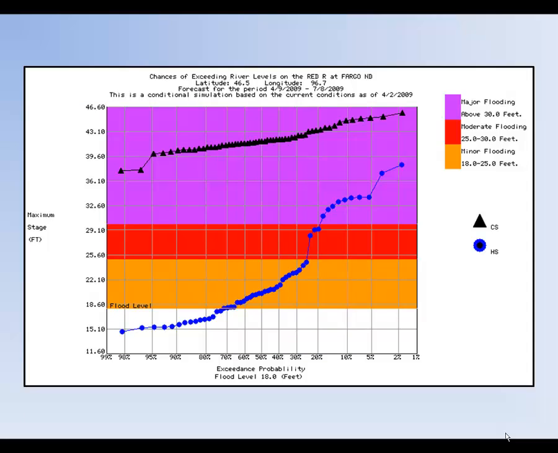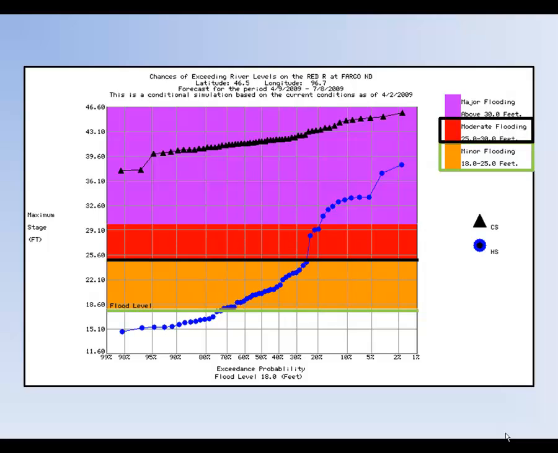Flood categories are assigned to each river point that describes the severity of the flood and expected impacts to the surrounding area. These thresholds are different from location to location and are determined by local government officials. These categories are color-coded on the Outlook graphic. In this example along the Red River at Fargo, minor flood stage is 18 feet in orange, moderate flood stage is 25 feet in red, and major flood stage is 30 feet indicated in purple.